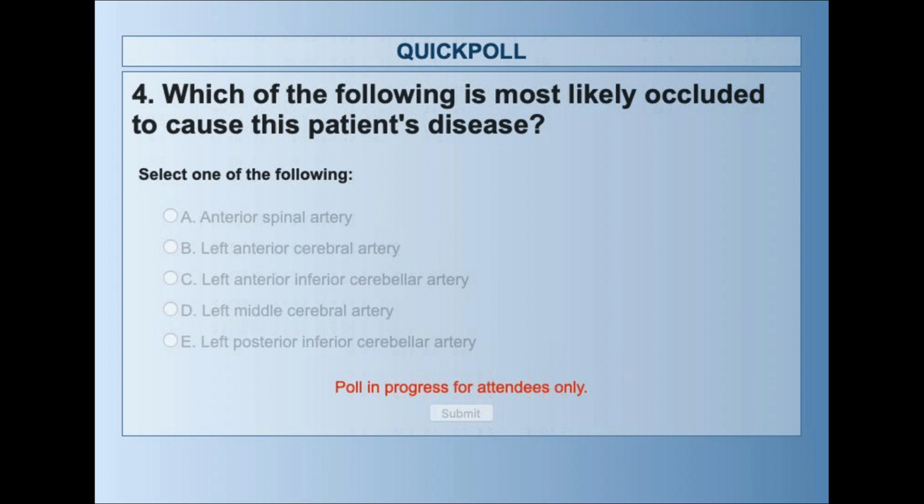I want to congratulate everybody on Match Week. If you matched, congratulations. Please let us know in the question box. We'd love to hear from you.